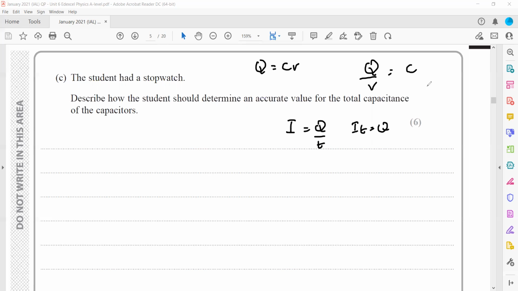So to determine the total capacitance, we need a current, so we will have an ammeter. We need a time, so we need a stopwatch. And to measure the voltage, we'll use a voltmeter. So how do we carry this out? The total capacitance.